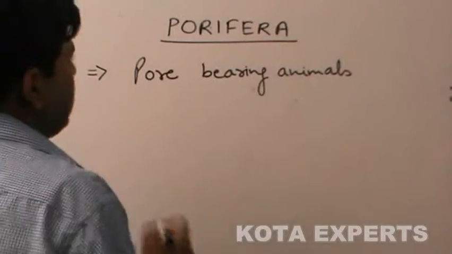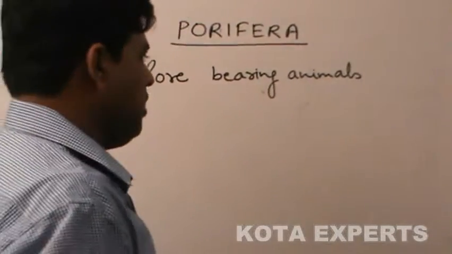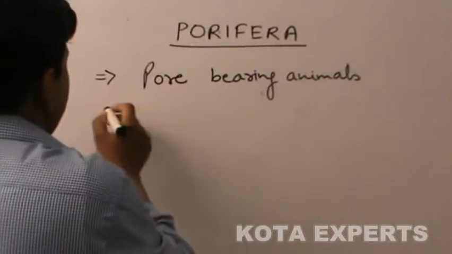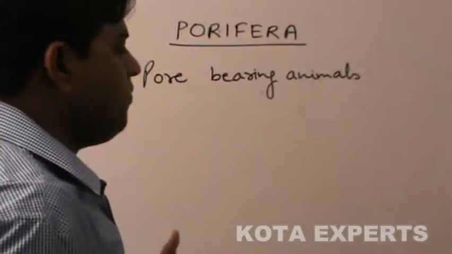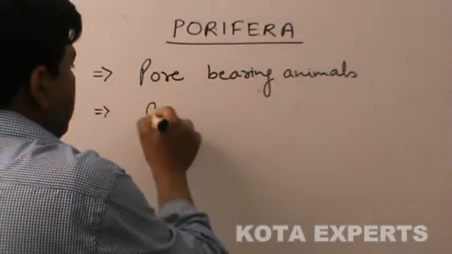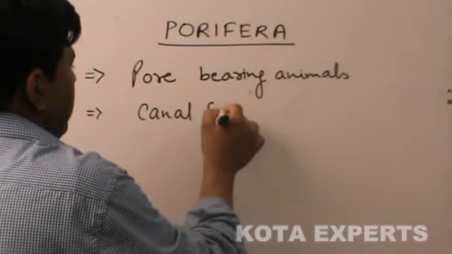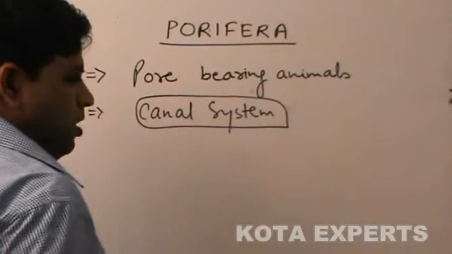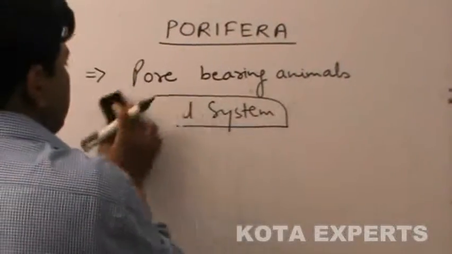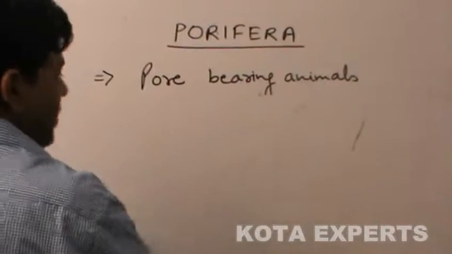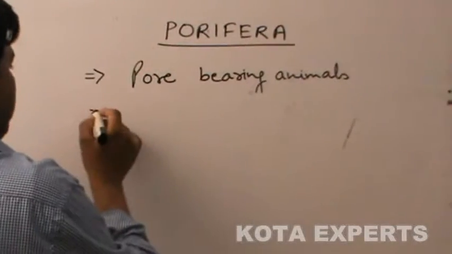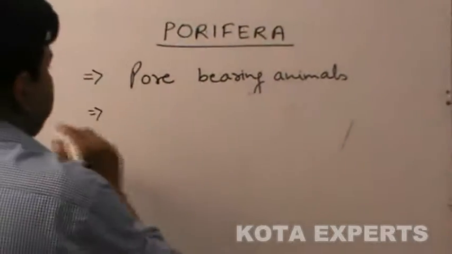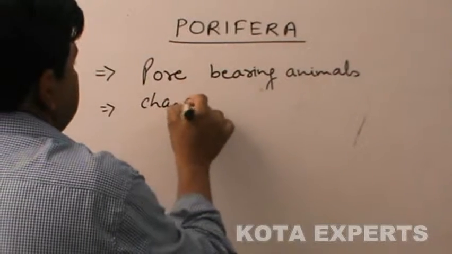So these organisms have minute pores on their body. That is why they are known as pore bearing animals. So that is why these have the characteristic feature of canal system. Now we are going to discuss the important characteristics of phylum Porifera, that is, the animals having pores on their bodies.